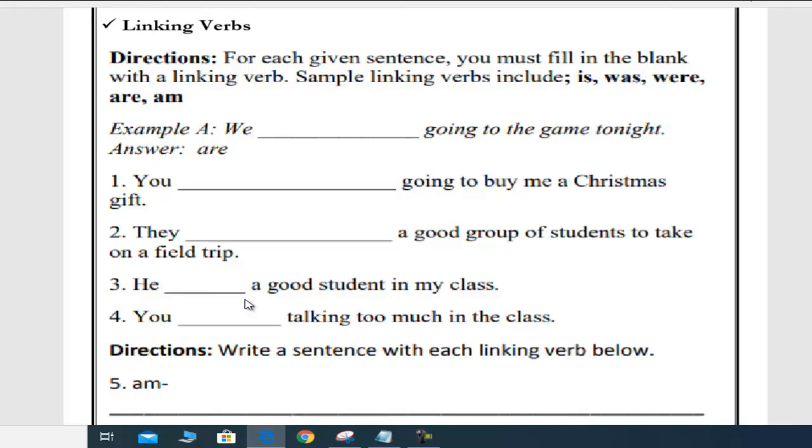They, a good group of students to take on a field trip. I will have to choose a linking verb, so it's gonna be they are a good group of students, or it can be also they seem a good group of students. He, a good student in my class. He seems. You talking too much in the class. You are talking too much in the class.